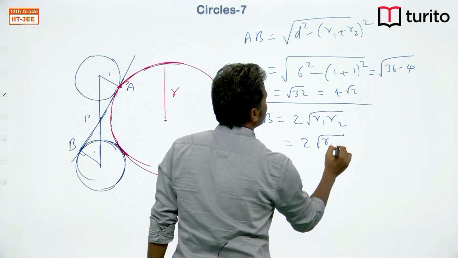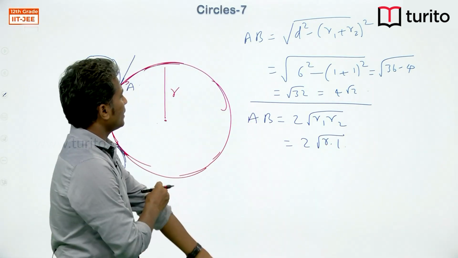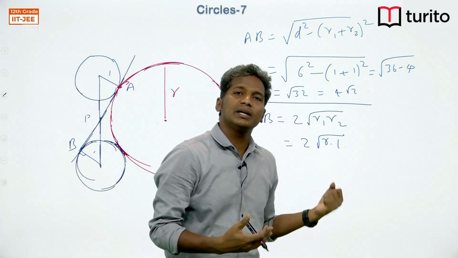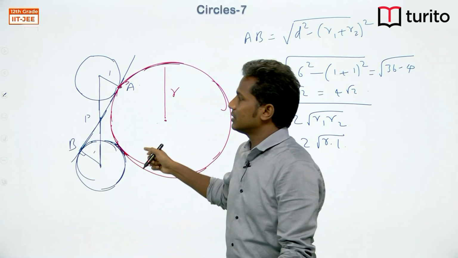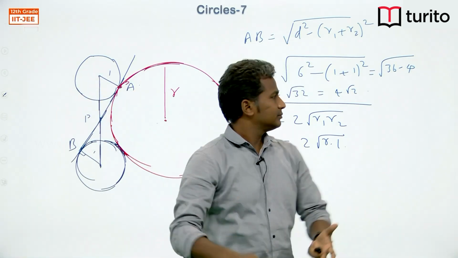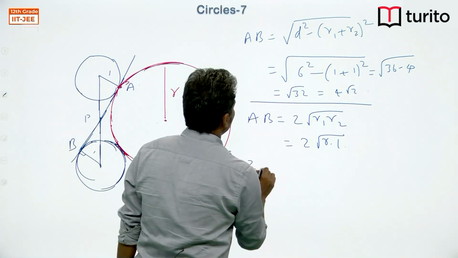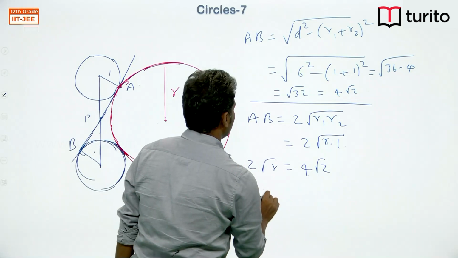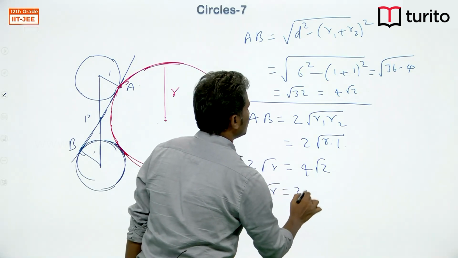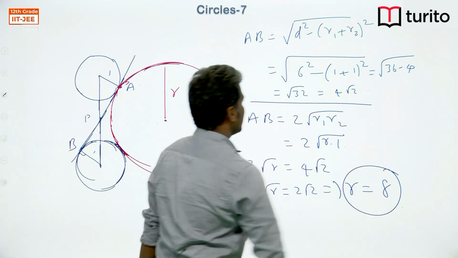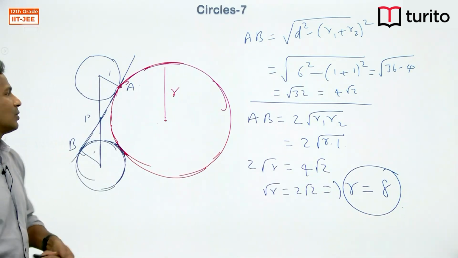Two root r into 1. Now this AB that we got by assuming it to be a direct common tangent for these two circles, and the transverse one for those two circles, must be equal. So 2 root r must be equal to 4 root 2. From here, if I solve, I get root r equal to 2 root 2, which will make r equal to 8. So this way we can solve the problem.